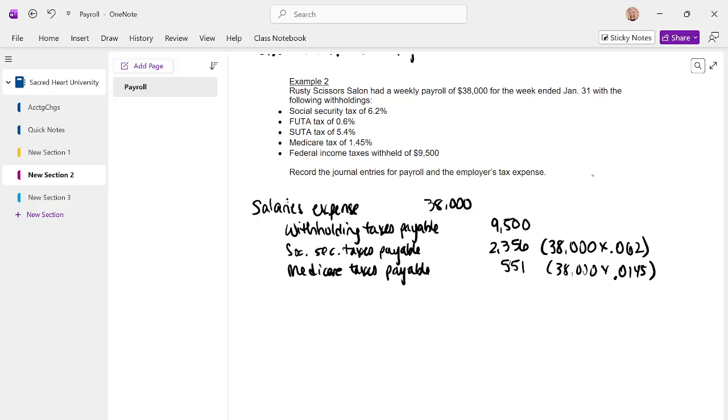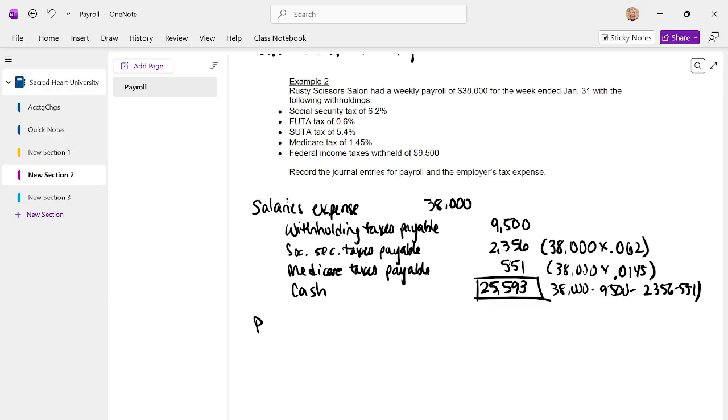The rest of this, if we're making payment today, is going to be cash, or if it's a year-end adjusting entry or month-end adjusting entry, then it's going to be salaries payable. This is going to be the difference. This should work out to be $25,593. And now we need our second journal entry because we are an employer.